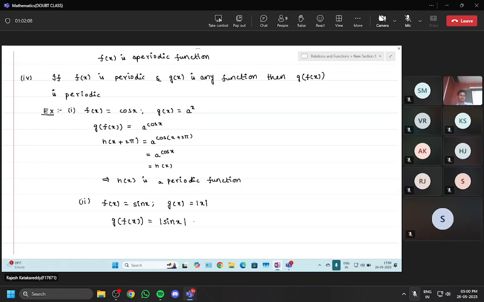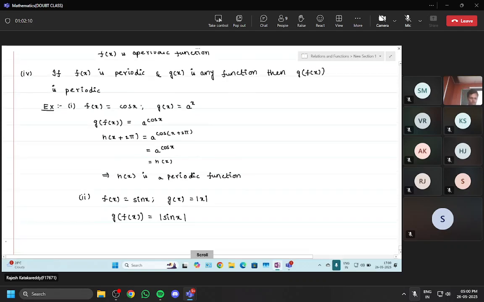Fourth one, copied. Fifth one, second one is not periodic? Which one? Periodic only. The fundamental period is changing. Mod sin x is periodic only. The time period is pi for mod sin x. For sin x, it is 2 pi. That is changing is what I'm saying.